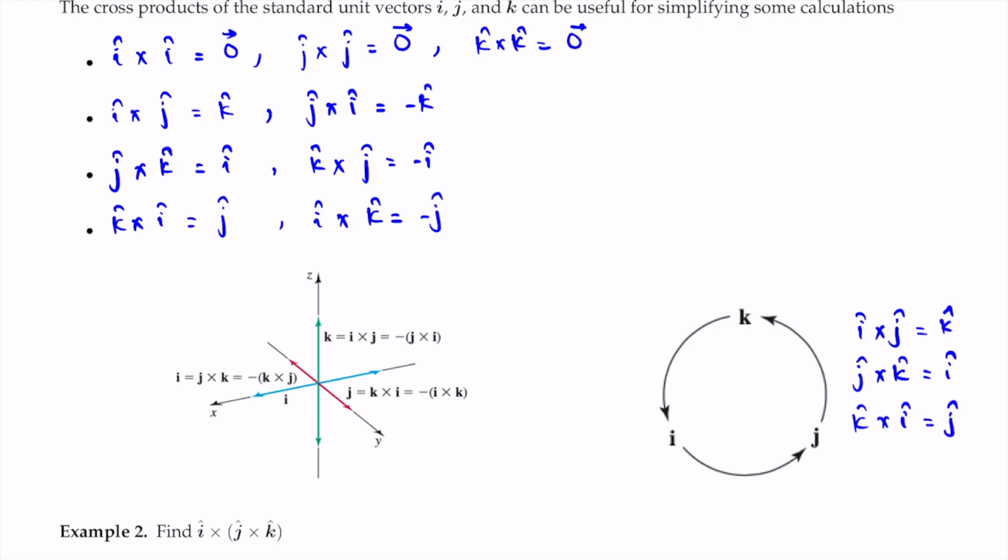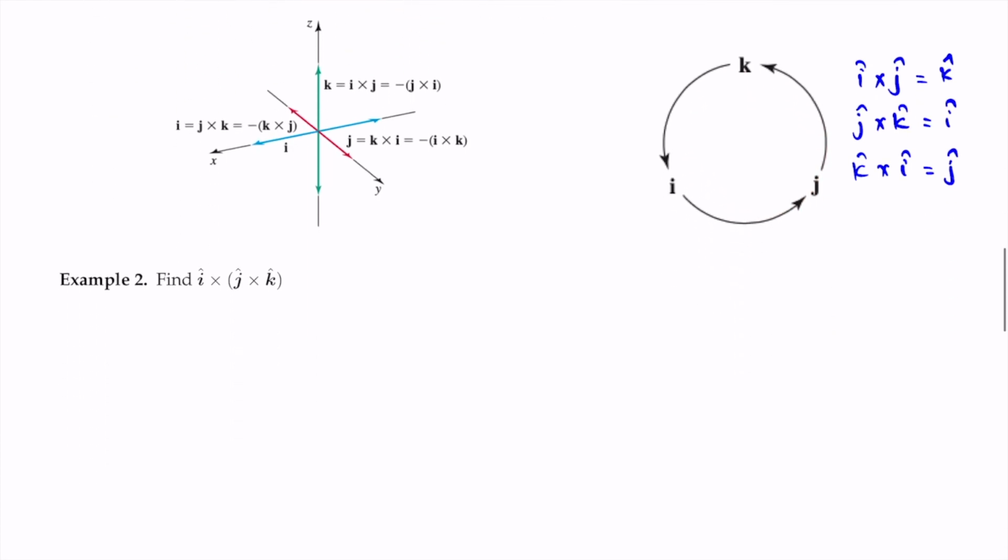And if you go the other way around, or you rotate clockwise, then you have a negative result. That is, when you do k crossed with j, you have negative i. j crossed with i will give you negative k. And i crossed with k will give you negative j. Okay, so I hope it's helpful for you to look at this particular picture. Now let's do some calculations here.